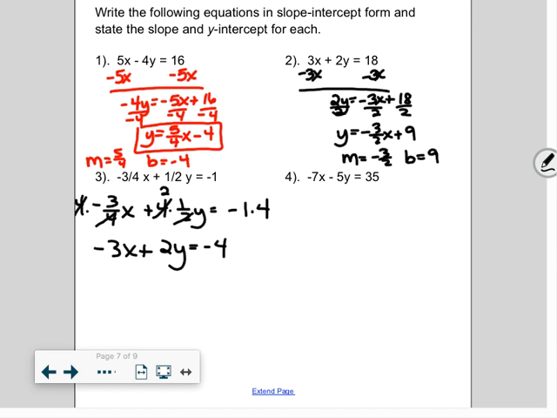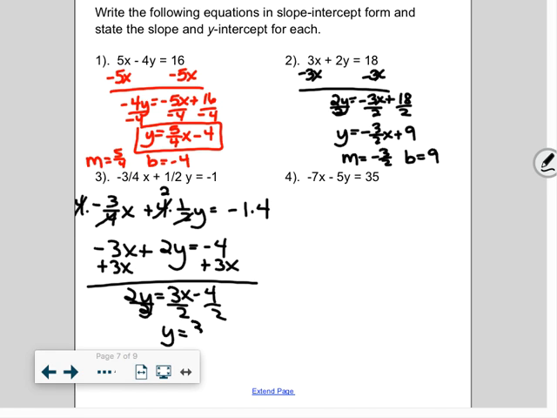This one's not bad. I'm going to add 3x, and get 2y equals 3x minus 4, and divide by 2, and I'm golden. y equals 3/2 x minus 2. So m is 3/2, and b is negative 2. m is the slope, and b is the y-intercept.